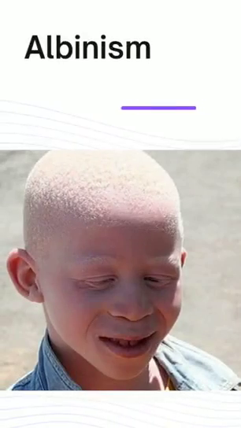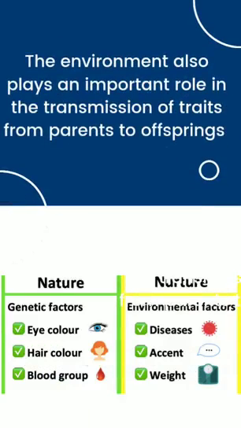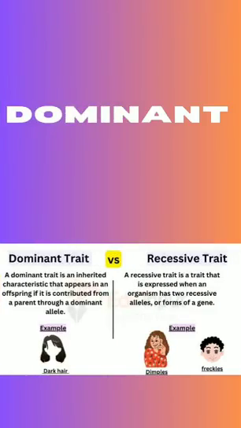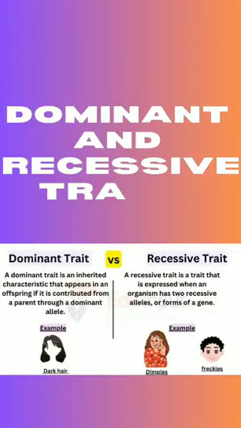Albinism. It should be noted that the transmission of traits from parents to offspring or children only cannot determine the manifestation of these traits. The environment also plays its own part, as heredity can be considered as the nature, while environment is the nurture. Now we're going to look at the meaning of dominant and recessive traits.